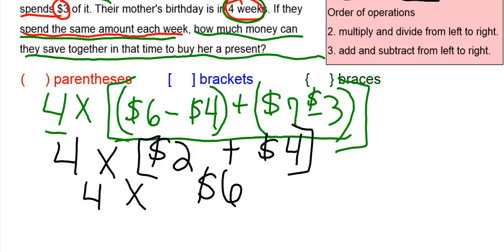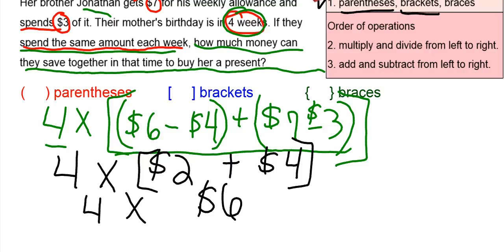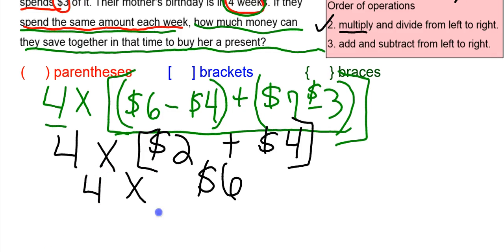Now I am going to go back and look at my order of operations again, and there are no parentheses, brackets, or braces to deal with anymore because we didn't have the braces at all. Now I can see, is there any multiplication and division from left to right? I can see that there is multiplication. So that would be the last step that I need to do. Take care of the 4 times 6, and that's going to give me $24.